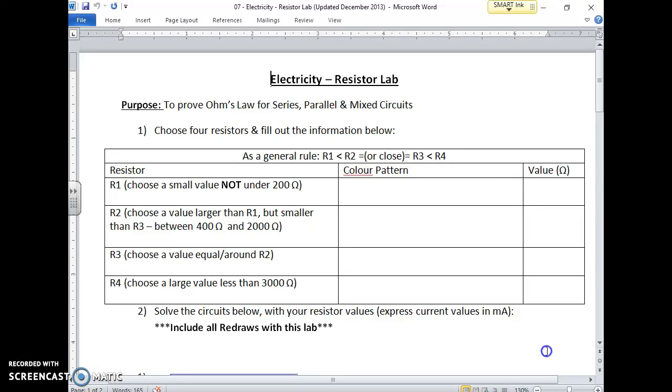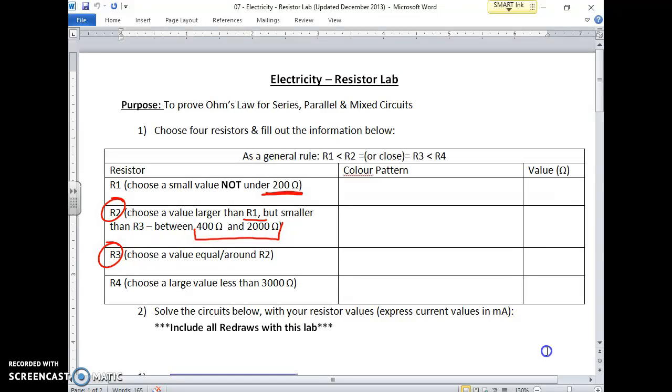The first value cannot be under 200. So you want something small, looking somewhere in the 200 to 500 range. R2 has to be a number that's larger than R1, but smaller than R3. So you're looking somewhere between 400 and 2,000. Now R3, you can either have identical or around R2, so give or take 100 ohms.